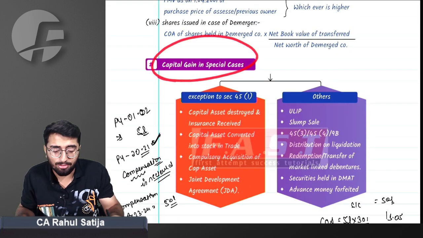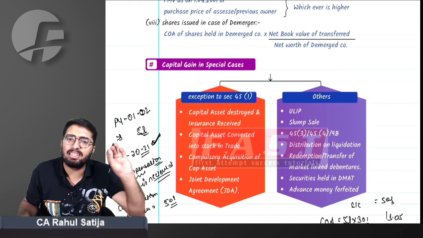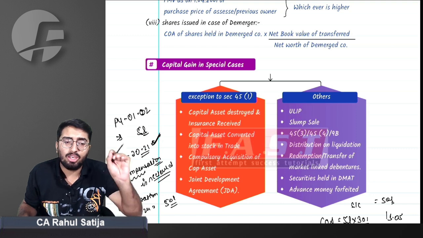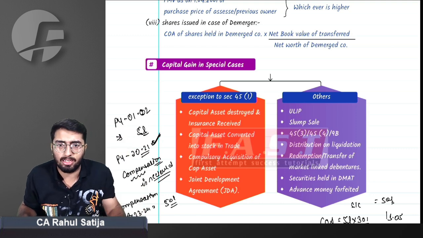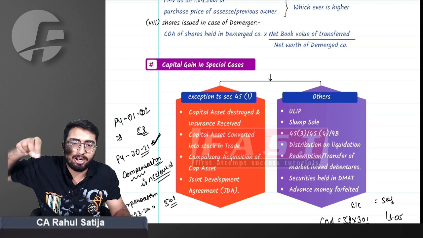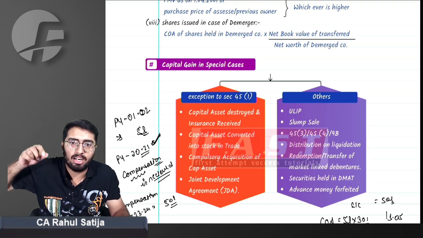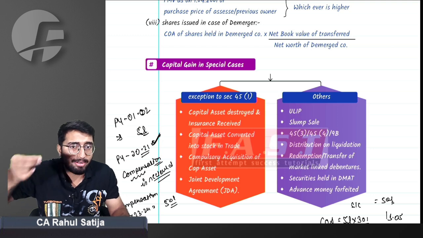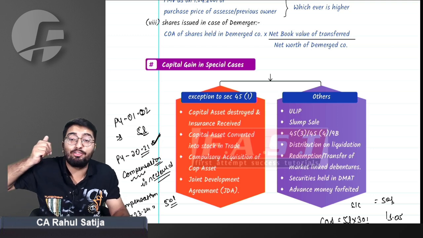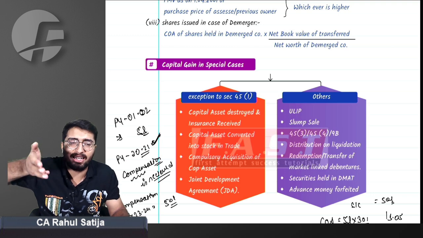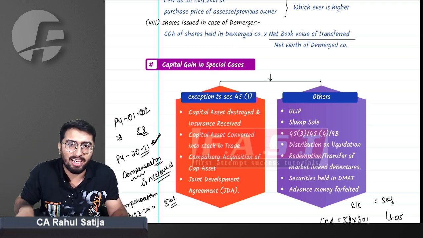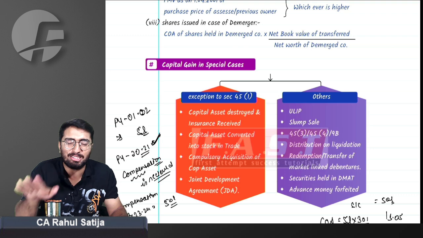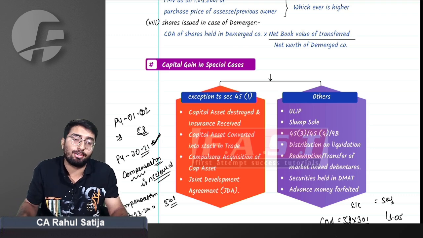Then we jumped to the part of special cases in capital gain. This is really a very important topic because you can expect questions from this topic only. So in special cases, we had two parts. First part was exception to section 45(1). 45(1) says profit shall be taxable under capital gain in the year in which transfer took place. Any gain arising from the transfer of the capital asset shall be taxable under that capital gain in the year in which transfer took place.